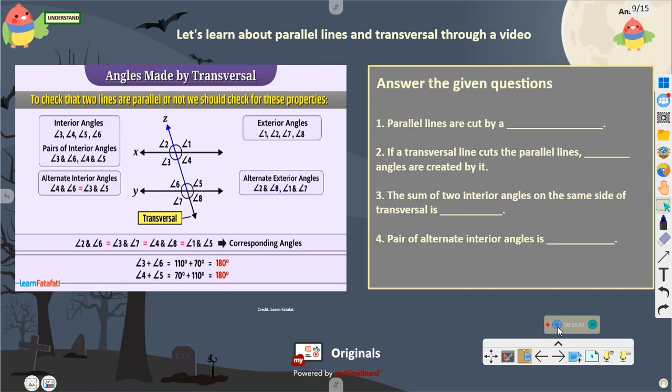If a transversal intersect two lines so that each pair of corresponding angles are equal, then the lines are parallel. Similarly, if each pair of alternate interior angles are equal, then the lines are parallel. If each pair of interior angles on the same side of transversal are supplementary, then the lines are parallel.